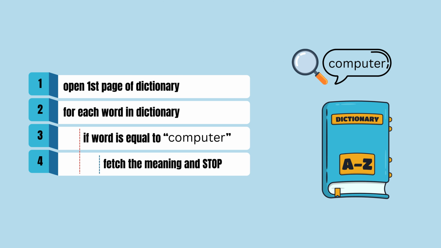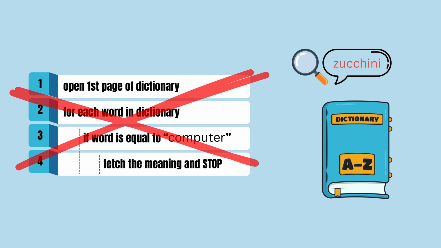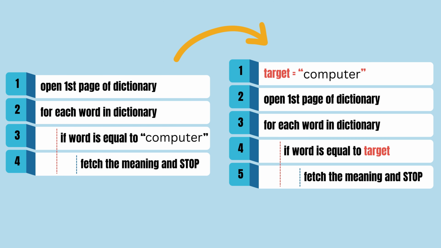Now let's tackle the search dictionary algorithm and how we can improve it. Assume that this time we want to search for the word zucchini. Then the presented algorithm won't work anymore since it is designed to only find the word computer. Therefore, we have to declare a new variable that stores the word we are going to look for, which is our target word, and change it each time the meaning of a new word is wanted. Then we can search for computer, zucchini, or any other arbitrary word.